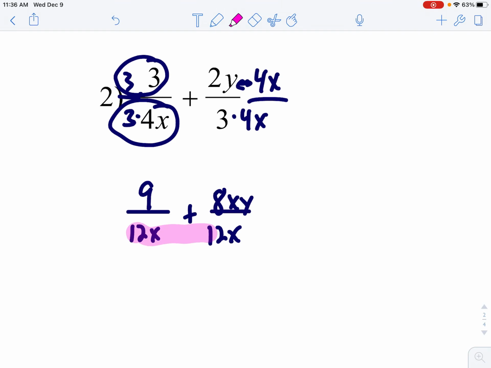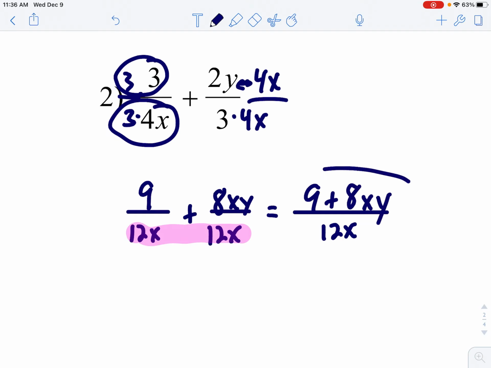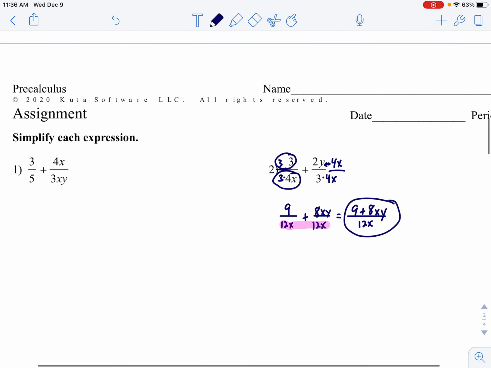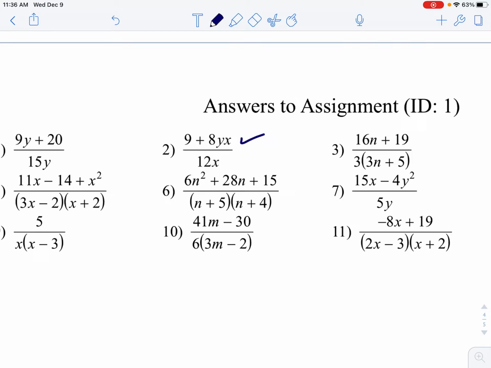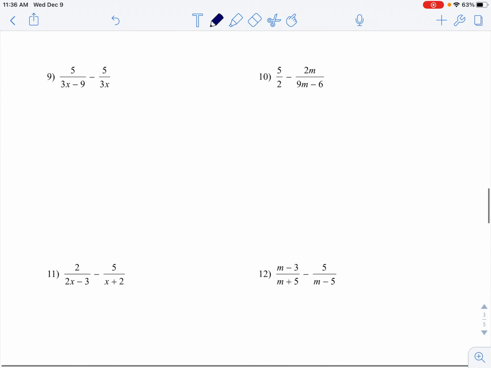Now that we have common denominators, we can put them all over 12x, our common denominator. Add 9 plus 8xy. Well, those are not like terms. You can't actually combine them. All you can do is rewrite it like that. And that is the answer to number 2. And look, not a long assignment at all. Okay, they wrote 2yx. I like alphabetical order, so 2xy.